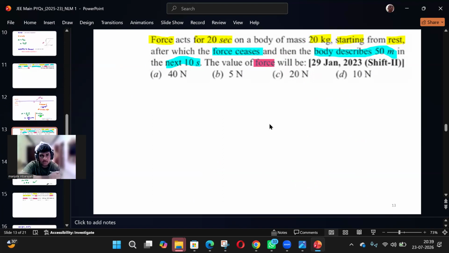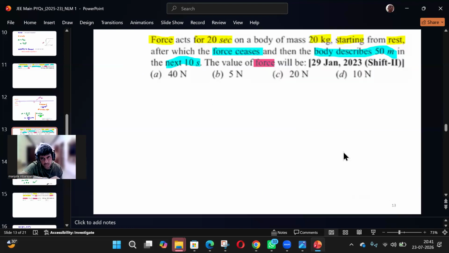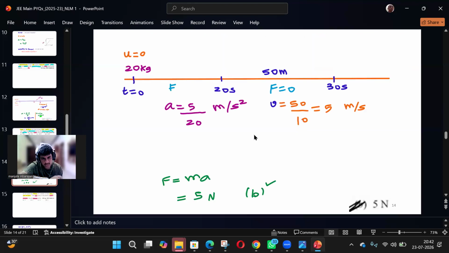Next question. Again, 20 seconds, 20 kg starts from rest. Force ceases, 50 meters in the next 10 seconds. This one is a little bit confusing. Option B. You have to draw a figure like this. At t equal to 0, for 20 seconds, the force is acting. After 20 seconds, up to 30 seconds, the force is 0, but it travels a distance of 50 meters.